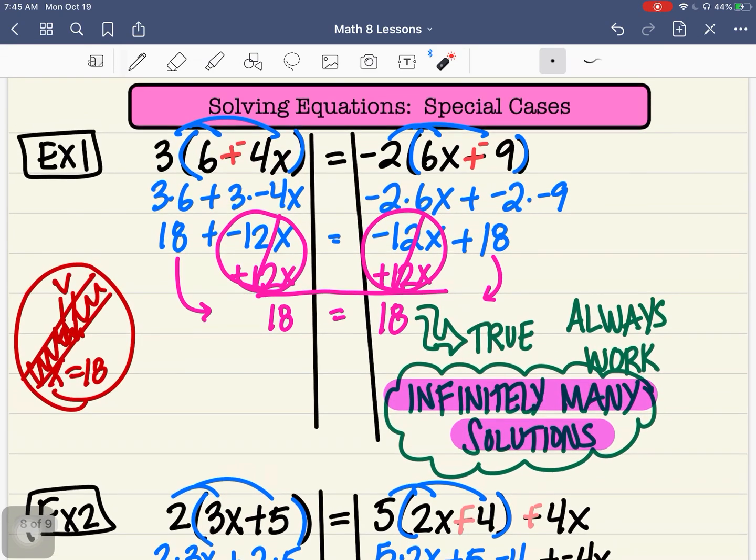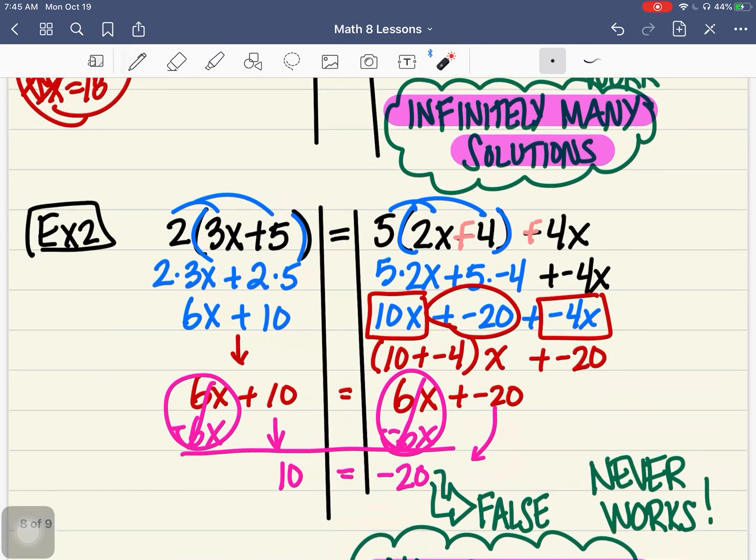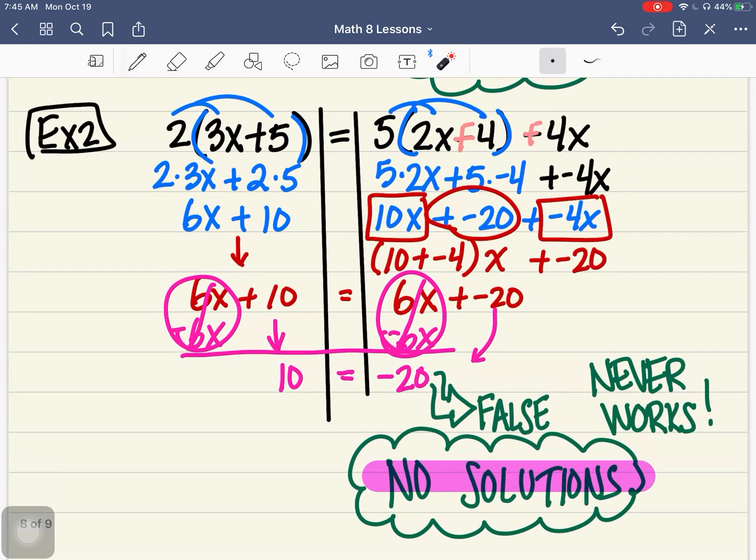See how this is different? This one, no matter what I choose, the left side always equals the right side. They're always the same. That means we have infinitely many solutions. On this one, because they cancel out, no matter what I choose for x, the left side is never the same as the right side. So there are no solutions.